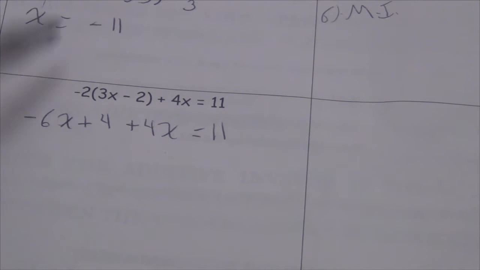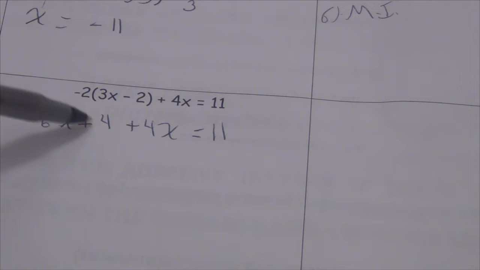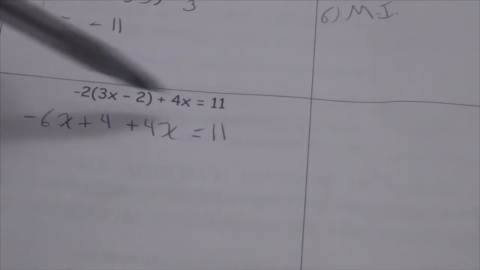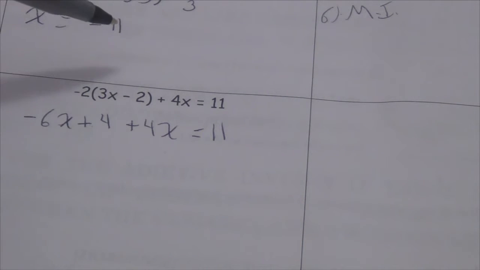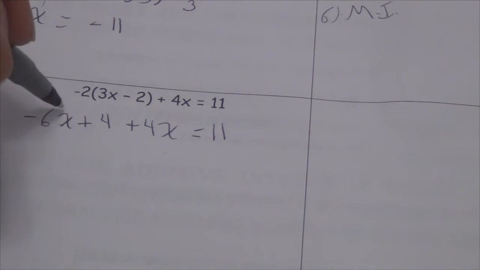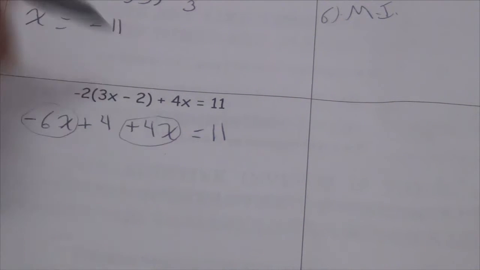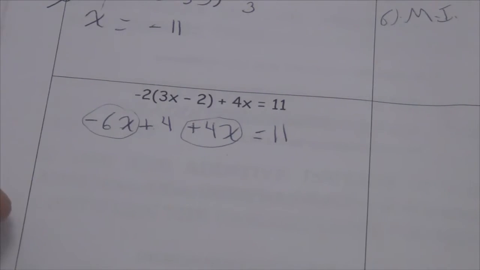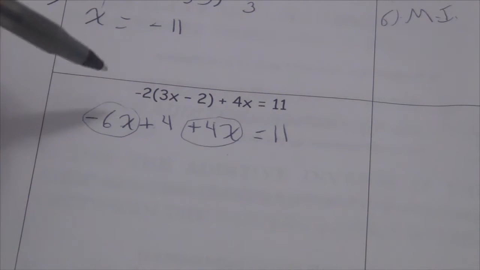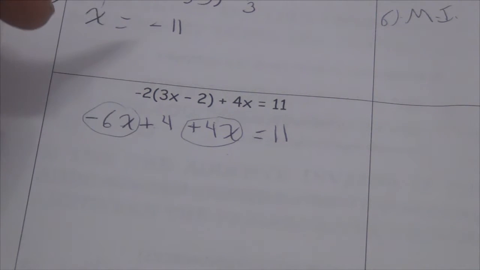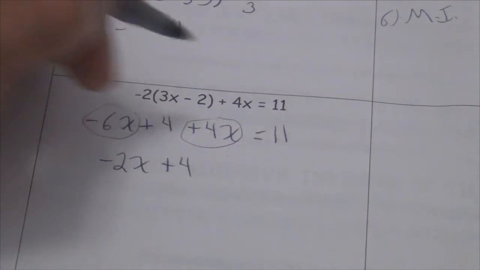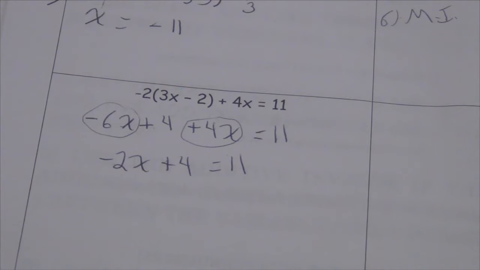Okay, so -2 times 3 is -6x. -2 times -2 is +4, then plus 4x equals 11. Do I have fractions? No. Do I have like terms? Maybe. Okay, so those are the like terms. Cool then. So -6x plus 4x is -2x, and then plus 4 equals 11.